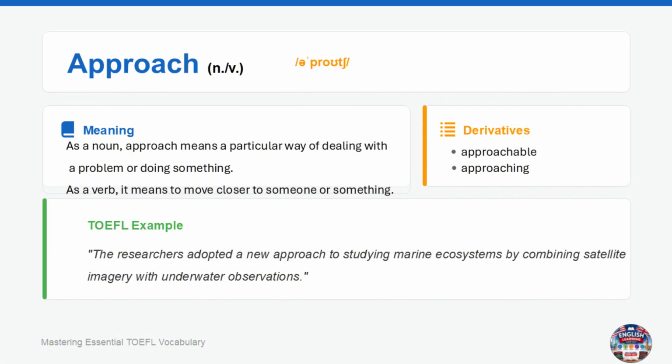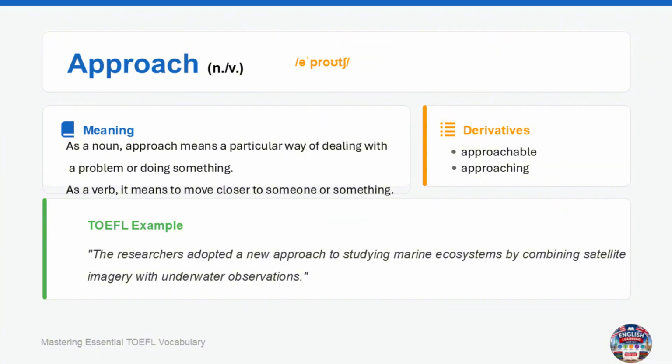Listen carefully. Approach. Approach. Excellent pronunciation. As a noun, approach means a particular way of dealing with a problem or doing something. As a verb, it means to move closer to someone or something. I think I hear the noun more often in academic lectures. You're right. Here's the example.